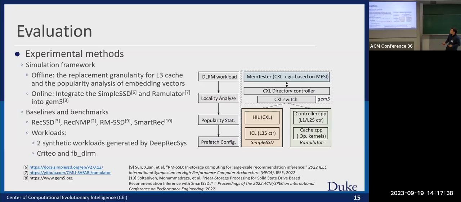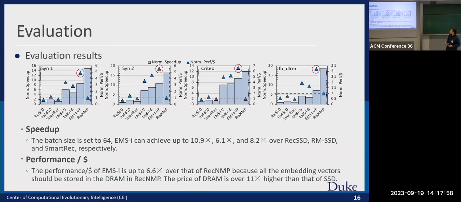So for the workload and baseline, we compare with the existing near memory and near storage solution for recommendation system inference. And we select 2 synthetic workloads from DeepRecSys and 2 real-world workloads that are used in the actual system.